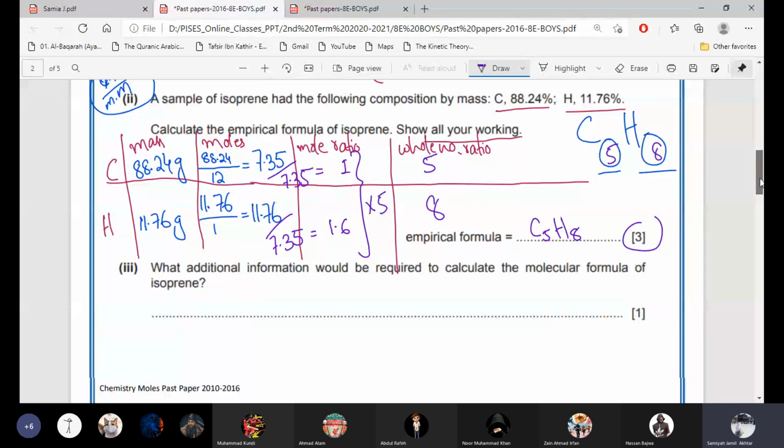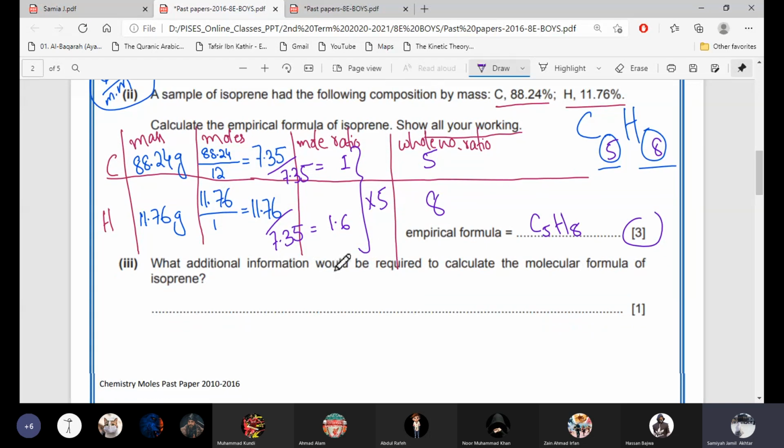Now the next question is, what additional information would be required to calculate the molecular formula of isoprene? First of all, the empirical formula and molecular formula are two formulas of the same compound. The molecular formula tells you the exact number of atoms present in a compound, how many carbons and how many hydrogens. And the empirical formula is its simplest whole number ratio.